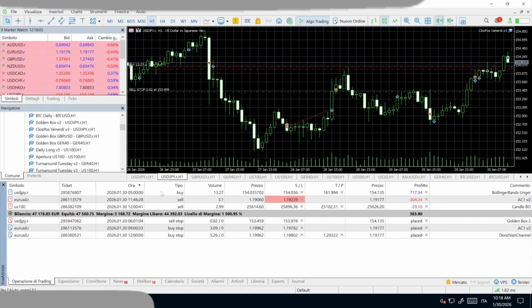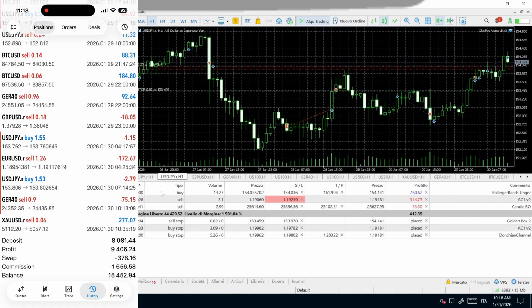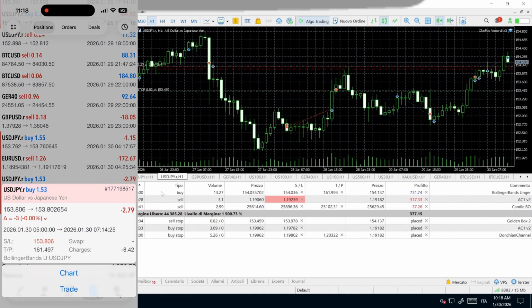Now let's go check on the real account to see if we have this trade. Here is the real account. Let's look at the closed trades, and here is our trade. The trade that was opened on the yen at 5 in the morning was closed at 7:14, whereas on the demo it wasn't closed. So here it was closed at zero, while over there it's still open, and this time it's even making a profit.